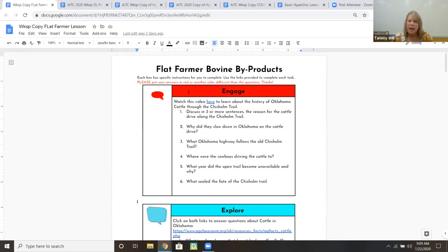So let's look at how, from a student's point of view, what would this look like? So they would get their document. They would literally do their document at their own pace. And here is a video that I have pasted in. And so they would click on the link, watch the video, and this was a history of the Chisholm Trail.